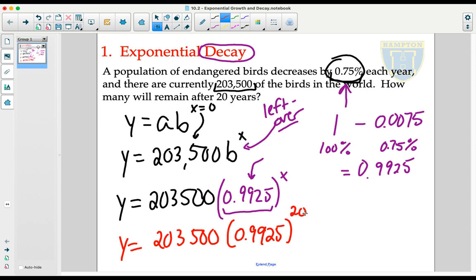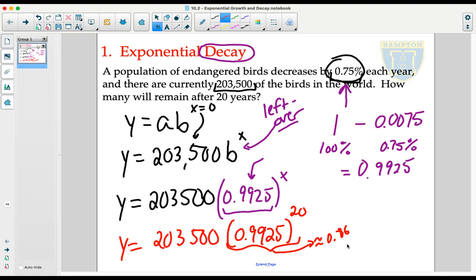Now, here's the interesting thing. Calculators can be a little finicky when you type in these numbers and this sequence of evaluations. So I always start by calculating first the exponent part, and then from there multiplying by the 203,500. If we do that correctly, this calculation gives about 0.86. That's interesting because if we lost 0.75% each year over the course of 20 years, you would think we would lose somewhere in the neighborhood of 15%. What we ended up losing is about 14%.